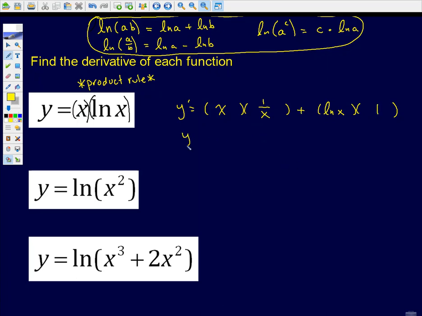And then let's look for anything obvious to simplify. I would say the only thing really is this, because x times 1 over x should just be x over x, which is 1. And then anything times 1, we don't have to write the times 1. So this is 1 plus the natural log of x, and I would call that my answer.